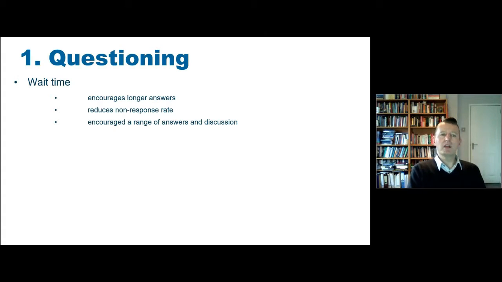One important thing that emerged from the research on assessment for learning was the use of wait time. Giving children time to think through an answer before we ask for an immediate response encourages them to give longer, more developed answers. It reduces the non-response rate, so it reduces the number of children that simply can't offer us an answer, and it encourages a range of different answers in discussion.